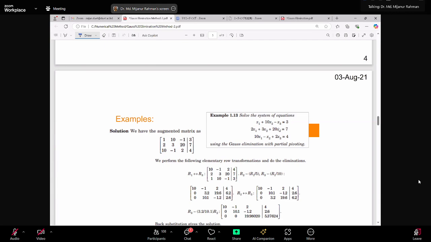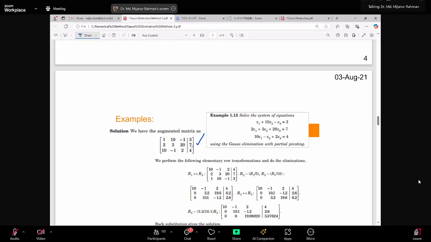This is x1 plus 10x2 minus x3 equal to 3. We have these three equations, using Gauss elimination with partial pivoting. How can we solve this problem? So we can write this: 1, 1, 10, minus 1, 3. 2, 3, 27. 10, minus 1, 2, 4.